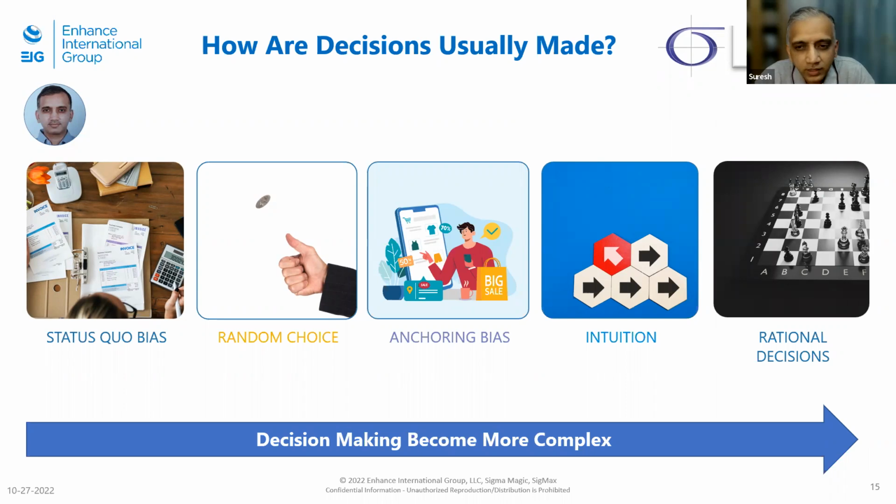So actually not taking a call or taking too long to make a decision is also a decision and can have negative consequences for the company, especially if the status quo is the wrong decision. The second way that people might make decisions is based on random choice.